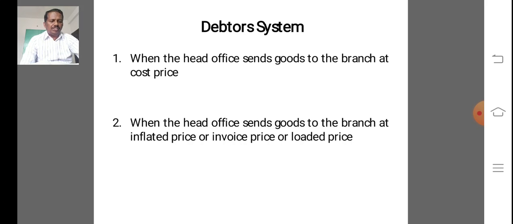The branch account prepared by the head office for ascertaining the results of the branch depends upon two situations: one is when the head office sends goods to the branch at cost price, and the other is when the head office sends goods to the branch at an inflated price or invoice price, also called a loaded price.